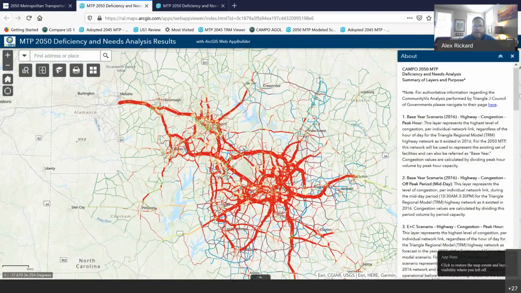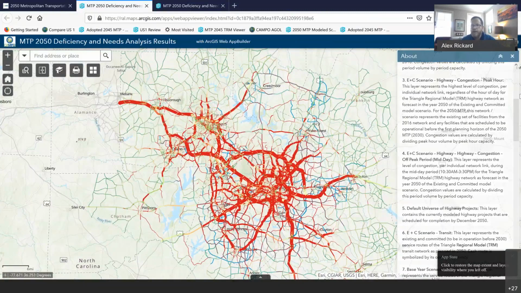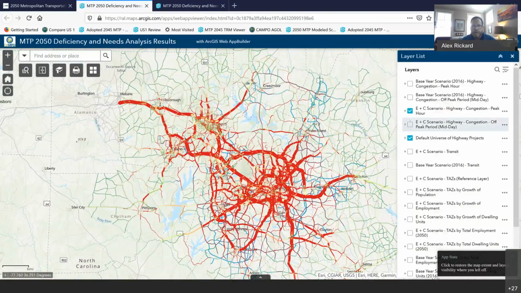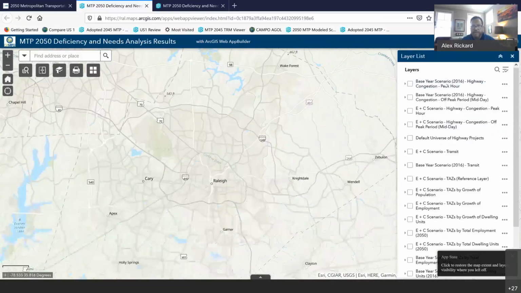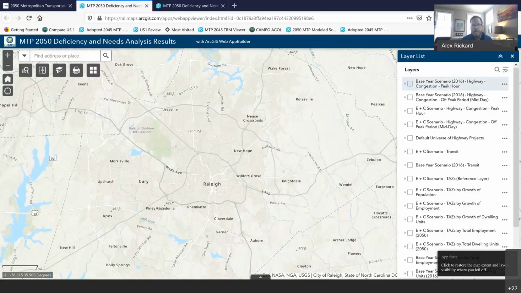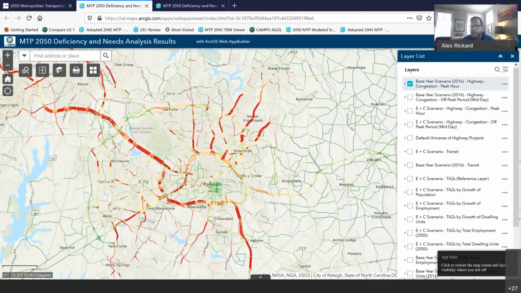So the About button there will give you a nice description of all the different layers that are in the site. I want to go through a quick orientation of those. Chris had mentioned we have two scenarios that are included in the deficiency analysis, and the first is the base year. So the base year here is shown as 2016. And so here is that tomato map for the peak hour in 2016.